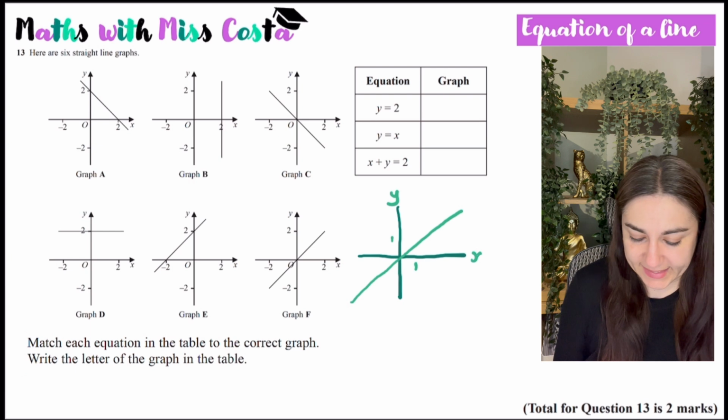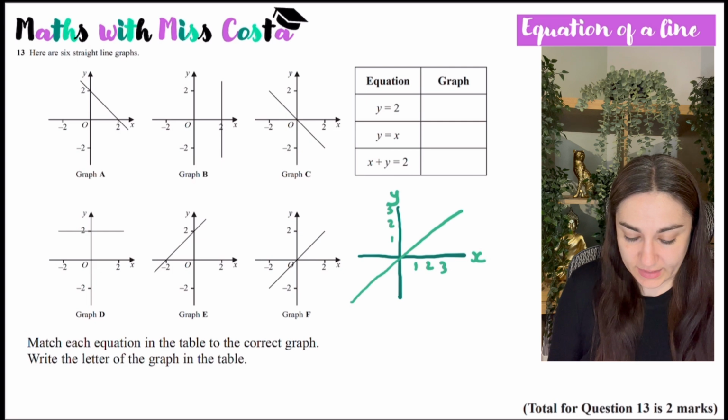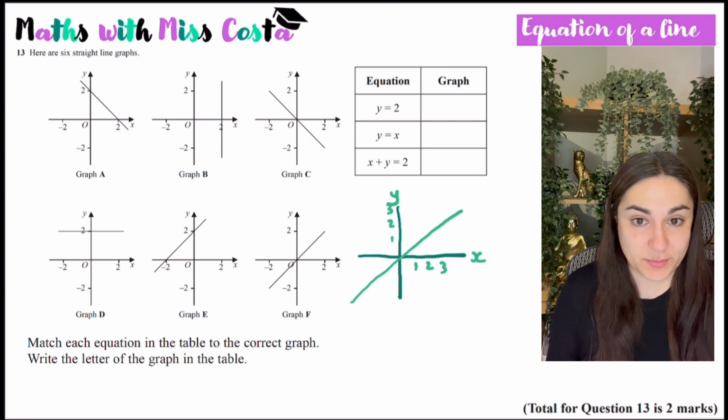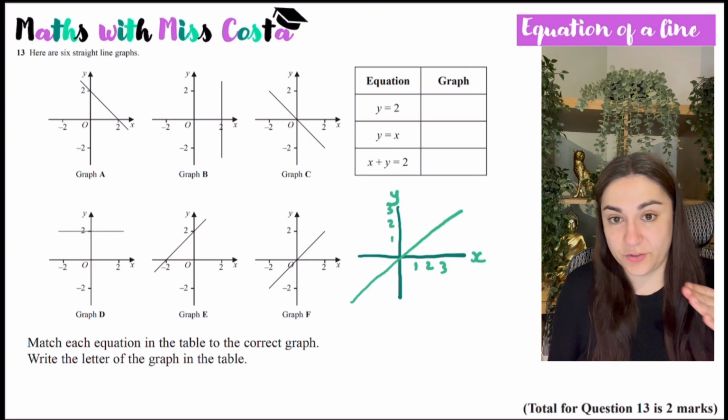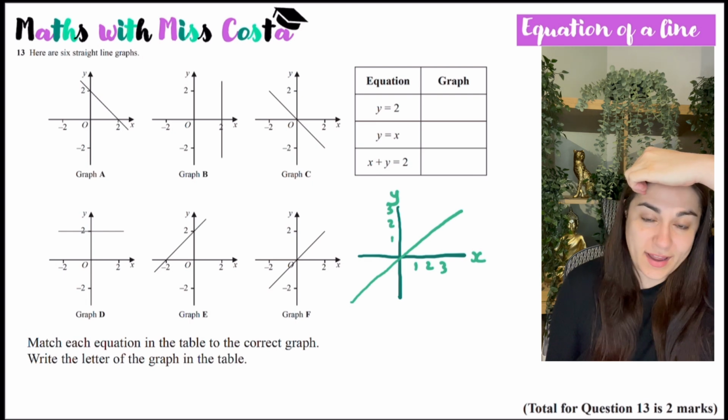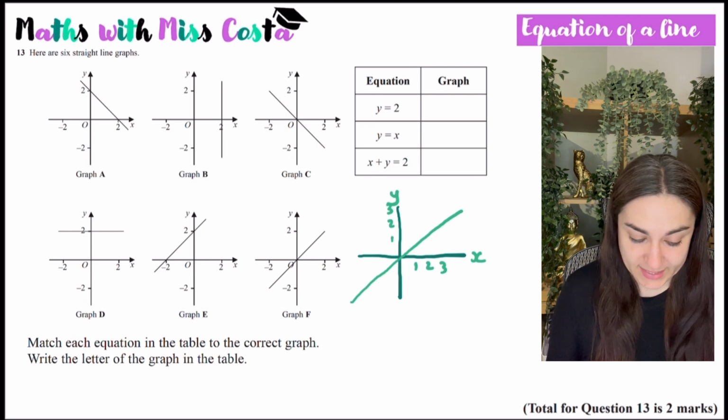So your y-axis is here, x is here. So you'd have 1, 1, 2, 2, 3, 3, and so on. So y equals x is a really nice one to recognise because it goes straight through the origin, and whatever the x coordinate is, the y coordinate is exactly the same.